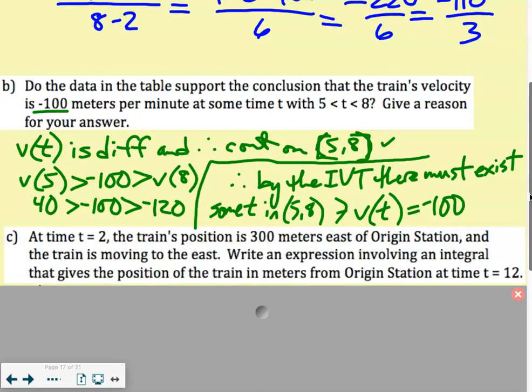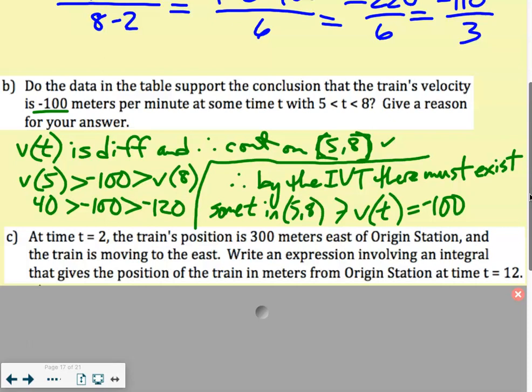At time 2, the train's position is 300 meters east of origin station. That's a positive 300, so make sure you know north, south, east, west, positive 300. And the train is moving east. Write an expression involving an integral that gives the position of the train in meters from origin station at time 12. You don't evaluate this integral. It just says write it, right?